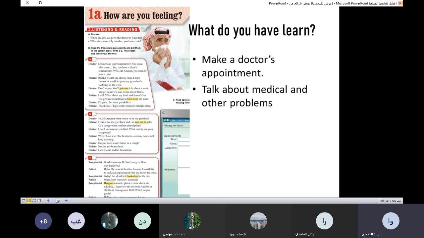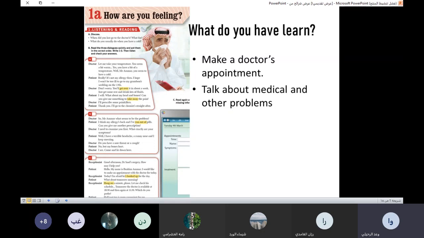The first thing is, how are you feeling? This is the first lesson. Now, what you have to learn in this lesson is how to make a doctor's appointment. And you will see, can you see the dialogue, dialogue C? We have here 3 conversations. Conversation C tells you how to make a doctor's appointment.